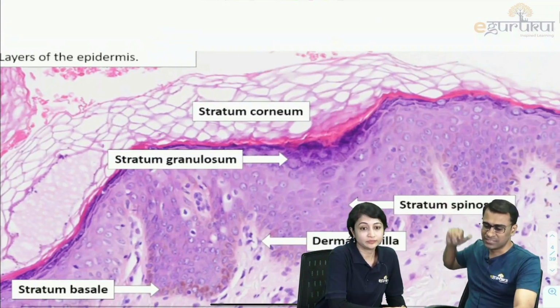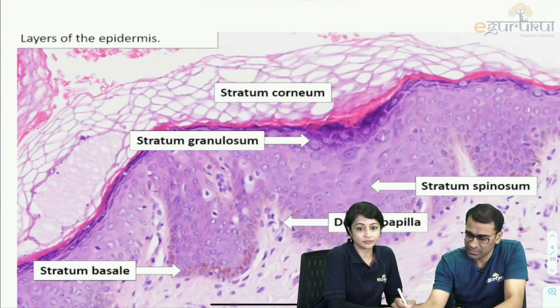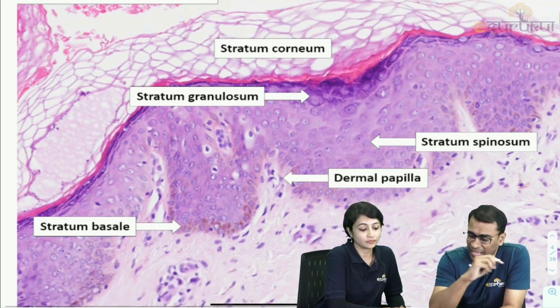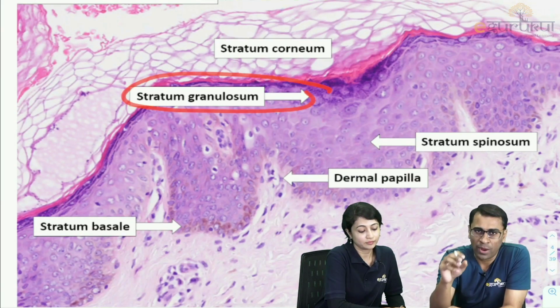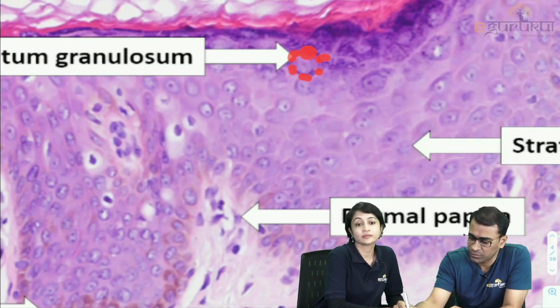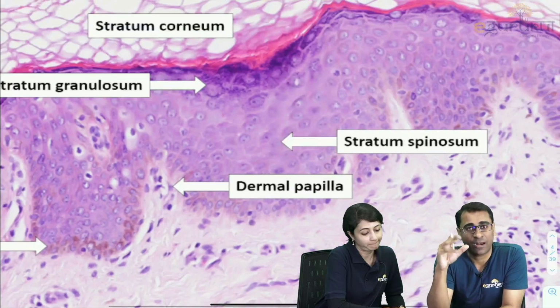Now, if you look at these layers, you will always notice the stratum corneum layer, which is the topmost layer. It basically has keratinization there. And then comes the stratum granulosum. You know why it is called granulosum? Because if you look clearly, they will have some granules here. These are granules here, and hence it's called the stratum granulosum.